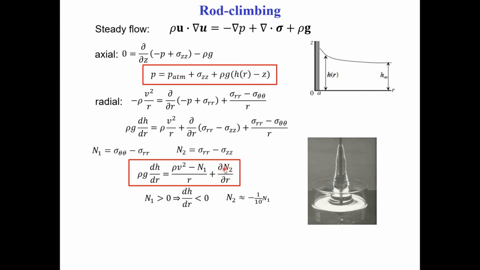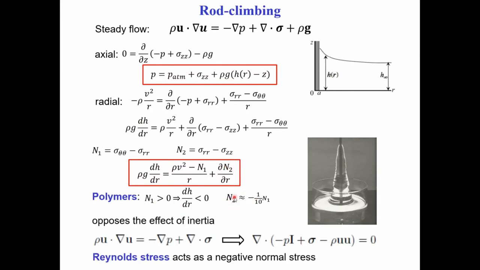It should be said there are some other fluids out there that have different behaviors. In polymers, N2 is quite small, so we normally ignore it. But there are other fluids, for example dense suspensions of spheres, where N2 is negative and quite large, and N1 is relatively small. In that case, again, the fluid will dip down at the rod surface rather than climbing.